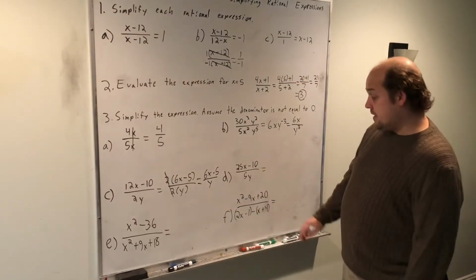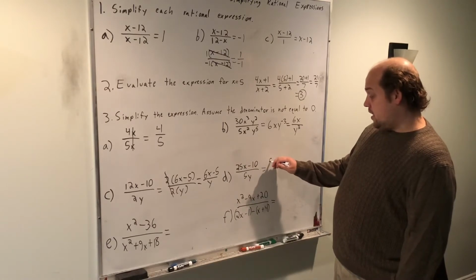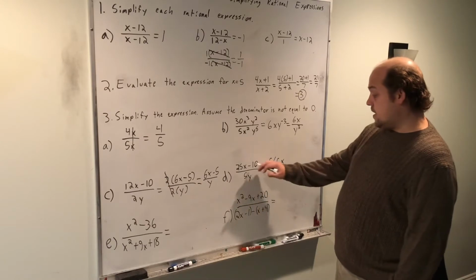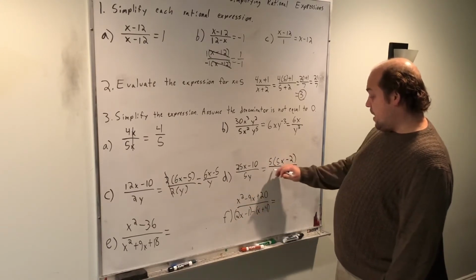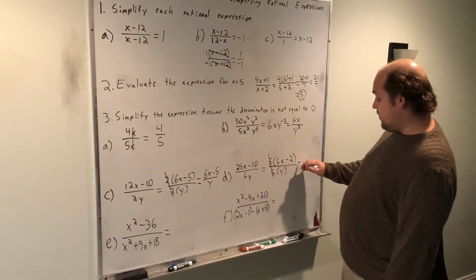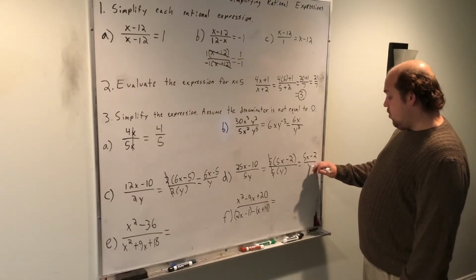Same idea here in D. I see that on the top, I can pull a 5 out of the top 2 numbers. If I pull out that 5, 25x divided by 5 gives me 5x. Negative 10 divided by 5 gives me negative 2. On bottom, I always had a 5 being multiplied by y. So when I get rid of those 5s, I'm left with (5x - 2) over y.